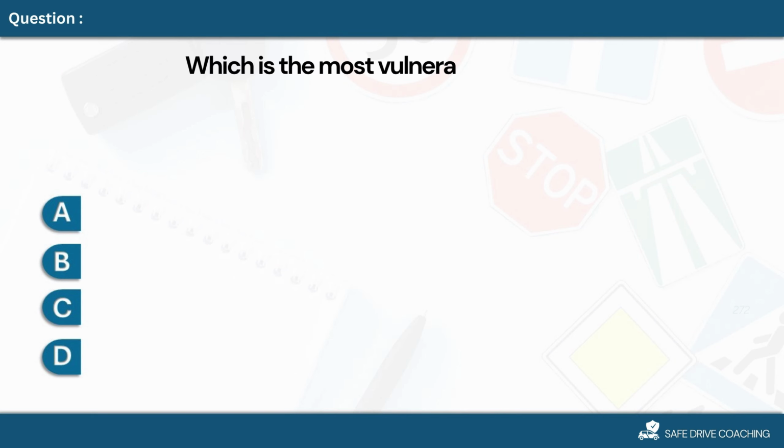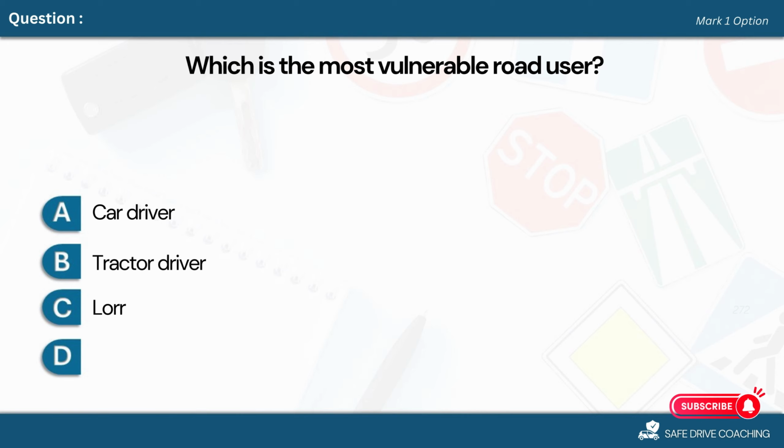Which is the most vulnerable road user? A. Car driver. B. Tractor driver. C. Lorry driver. D. Motorcyclist.